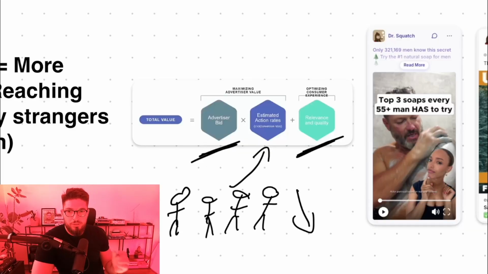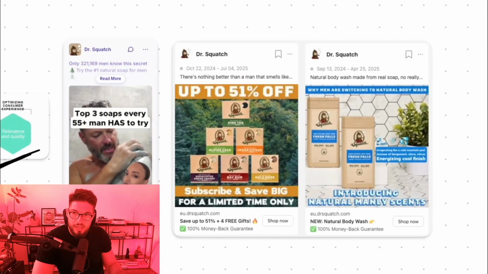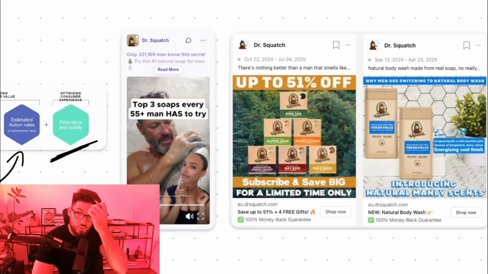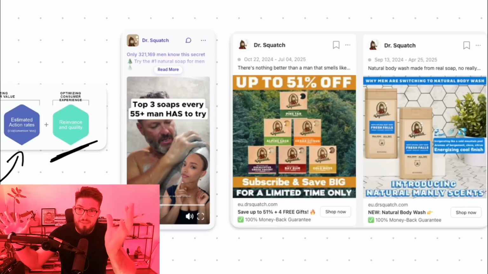So one of the ways to fight this is to have ads like the one on the left. If you look at that ad from Dr. Squatch, it says top 3 soaps every 55 plus men has to try. That's very cold traffic friendly, because if I'm a man and I don't know the brand, I'm like, top 3, it's like a ranking. There's this cute girl. There's another guy that looks like me that's using the product. Top 3. Let's see what are the top 3. It's cold traffic friendly. It's an ad that's going to expand very well.